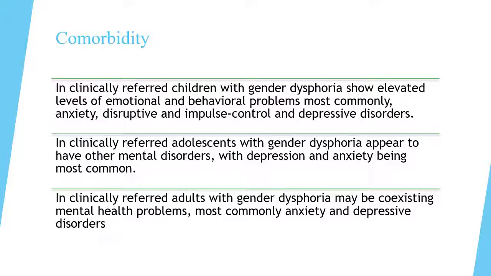Comorbidity. Clinically referred children with gender dysphoria show elevated levels of emotional and behavioral problems, most commonly anxiety, disruptive and impulse control, and depressive disorders. Clinically referred adolescents with gender dysphoria appear to have other mental disorders, with depression and anxiety being some of the most common. In clinically referred adults with gender dysphoria, many may have coexisting mental health problems, most commonly anxiety and depressive disorders as well.